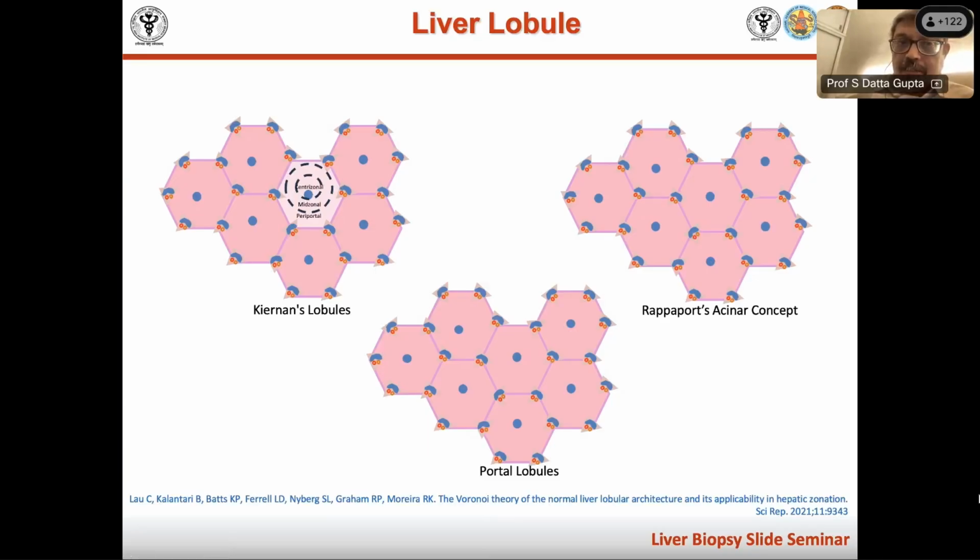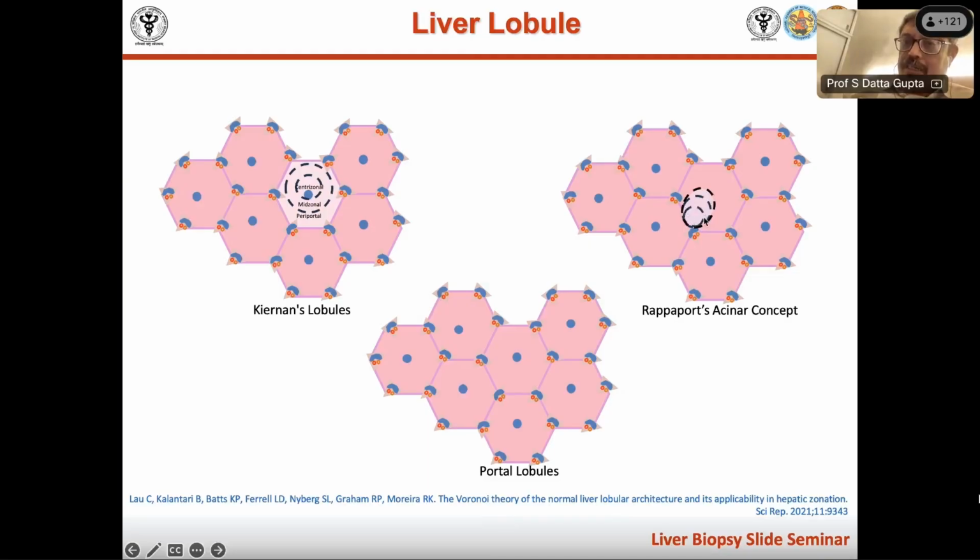On the other hand, Rappaport said they are acini. Acini are small part of a lobule in which they are berry-like areas. From the portal tract, you have the first one, then you have the second one, and the third one. The third one has the least oxygenation, and the first one near the portal tract has the most oxygenation. So these are called acini 1, zone 1, zone 2, zone 3. They roughly correspond to centrizonal, mid-zonal, and periportal areas.